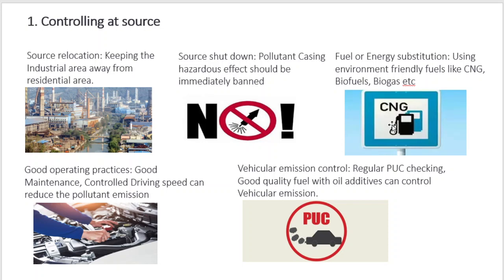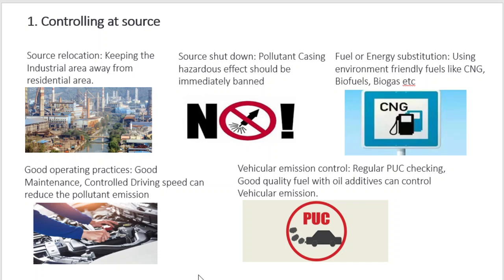The first point is source relocation. What does it mean? To identify the source where the pollution is happening, keeping the industrial area away from the residential area. Everyone knows the industrial area in India is far away from the residential area because in the industrial area lots of pollution happens. There are a number of factors causing pollution. That's why we have to relocate our industrial area away from the residential area to keep good health in the residential area. Second one is source shutdown.